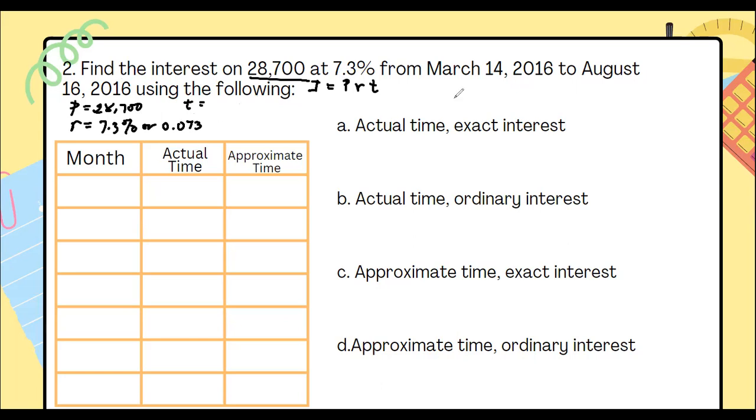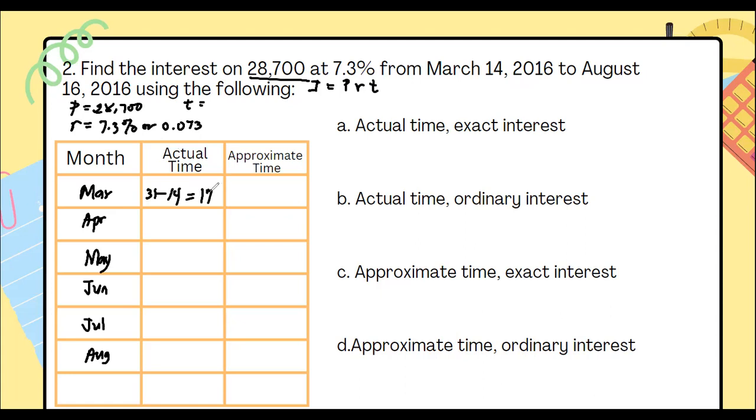So, before that, list muna natin yung mga months from March 14, 2016 to August 16, 2016. So, yung mga months na meron ay March, April, May, June, July, then August. Okay? So, yung March natin, actual time muna tayo. Yung March natin, nag-start ng 14. So, kapag March sa actual time, meron tong 31 days. Then, subtract natin si 14. So, 31 minus 14, the answer is equal to 17.